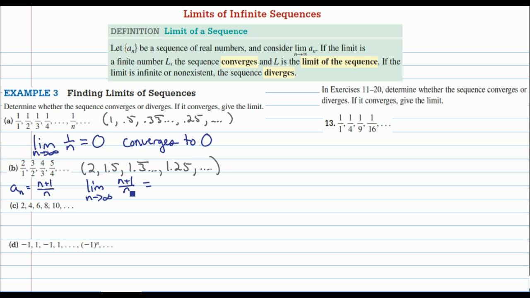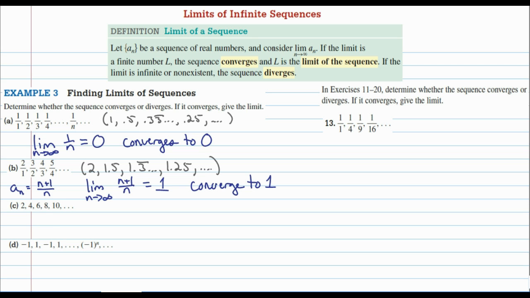The degree in the numerator and the degree in the denominator are the same. If you remember that from section 2.6, I believe examples 3 through 9, we talk about end behavior of rational functions and what those values approach. So in this case, the degree in the numerator is 1, and the degree in the denominator is 1. I take the leading coefficients, and that limit is going to equal 1. So this sequence does converge to 1.